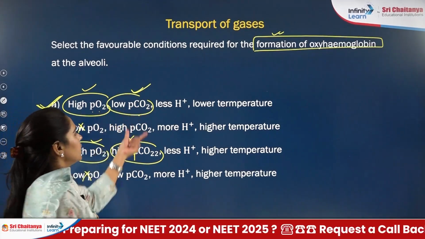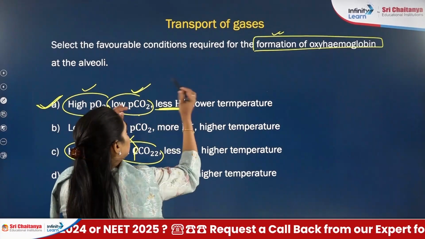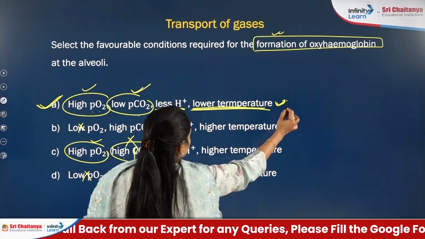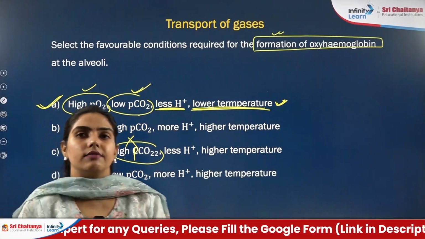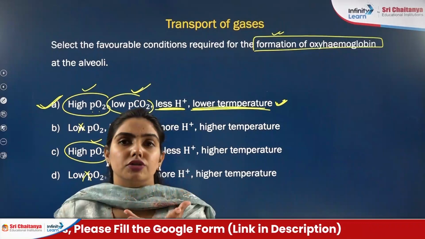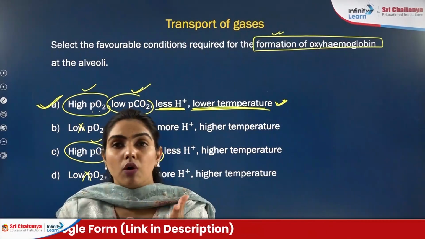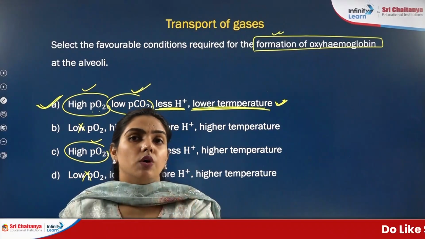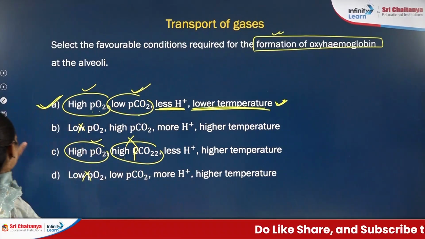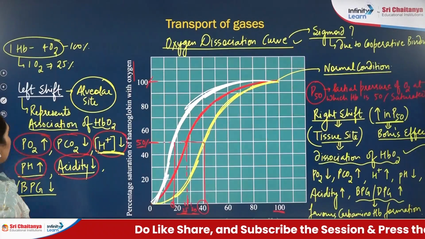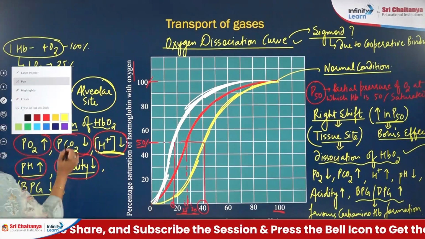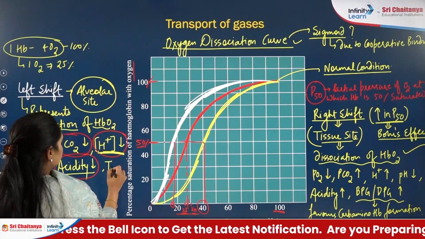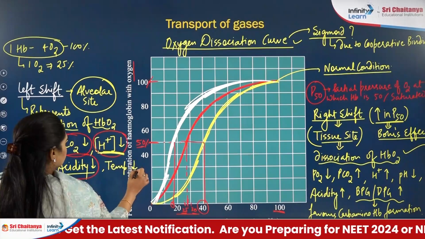When there is low PCO2, there is low H plus. When there is low PCO2, there is low temperature. Yes, absolutely. CO2 is related with the temperature. When at your tissues CO2 is evolving more, the temperature will be more. So wherever CO2 is more, temperature will be more. So you can add this here: temperature. You have already written PCO2 is less, then temperature will also be less here.